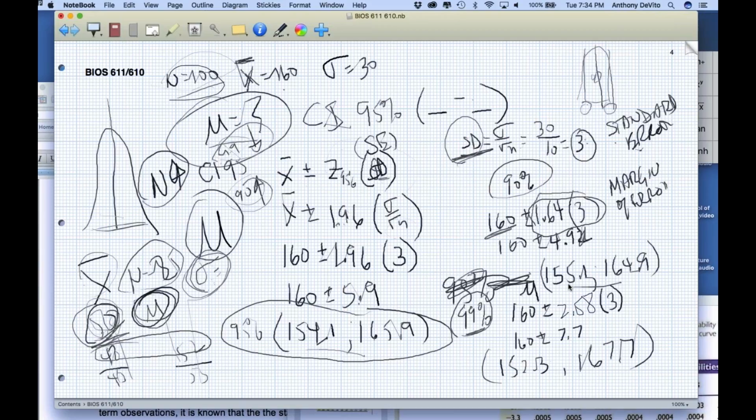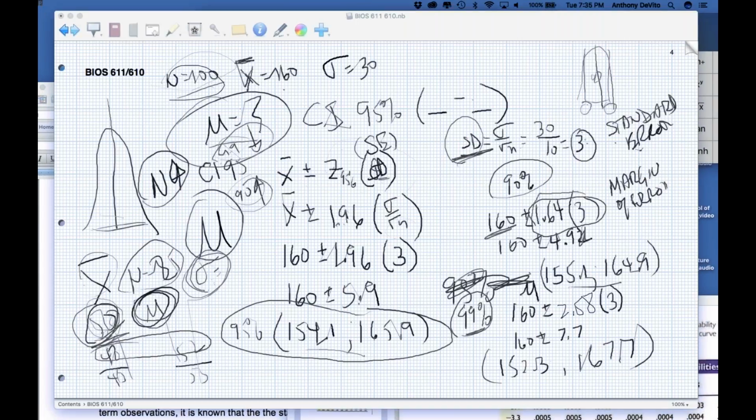The wider range that you use, the higher your confidence is, so the higher that confidence percentage is. The narrower range that you use, the lower your confidence. So a 90% confidence interval is going to be a narrower range than a 95%, which is going to be a narrower range than the 99%. The wider the interval is, the more confident you are that you captured the mean. That's really what a confidence interval is. It's your prediction that the mean is between these two points.